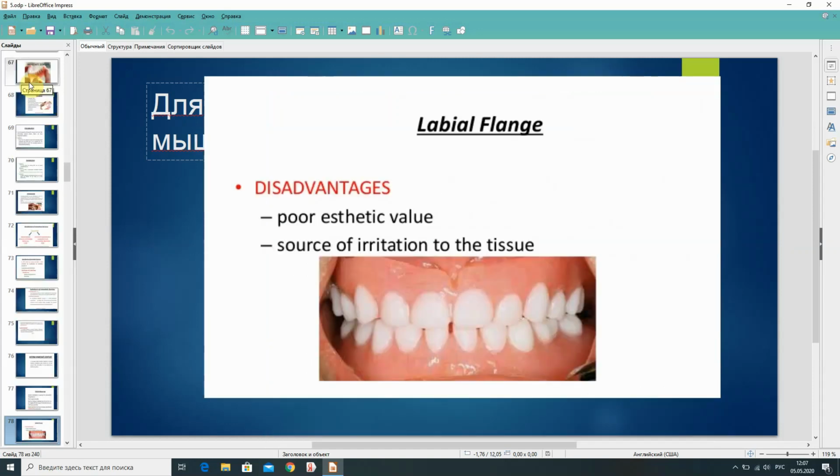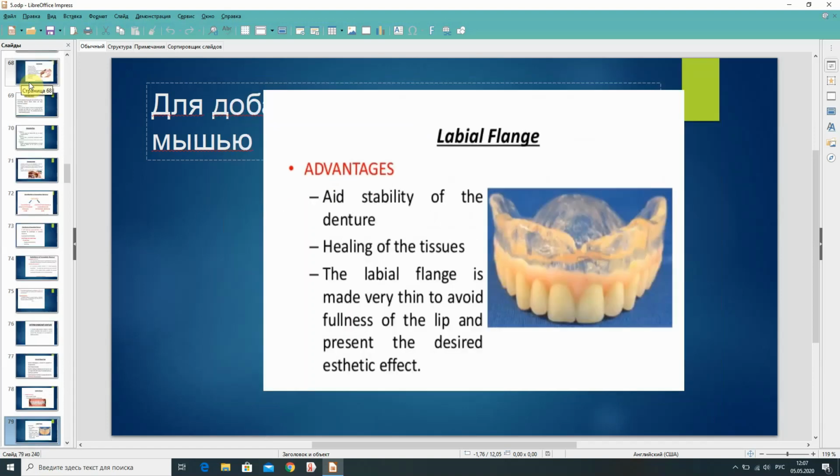Labial flank disadvantage: poor aesthetic value, source of irritation to the teeth. Labial flank advantages: aids stability of the denture, healing of the tissues. The labial flank is made very thin to avoid fullness of the lip and present the desired aesthetic effect.